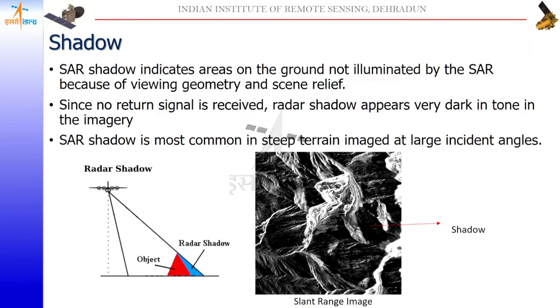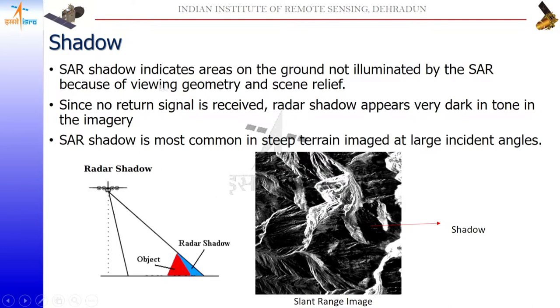In the shadow, the radar energy is actually not going. So if this is the object, in this region we are getting no return. That is called the radar shadow. It is not a sun shadow; it is because SAR is an active sensor. Where the backscatter is not coming from, those portions are called the radar shadows.